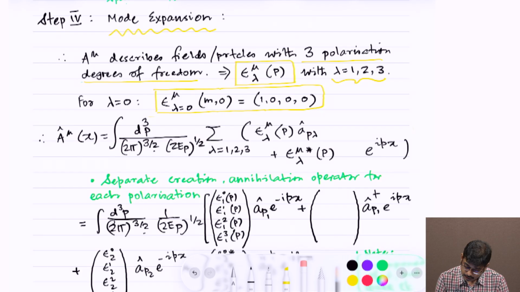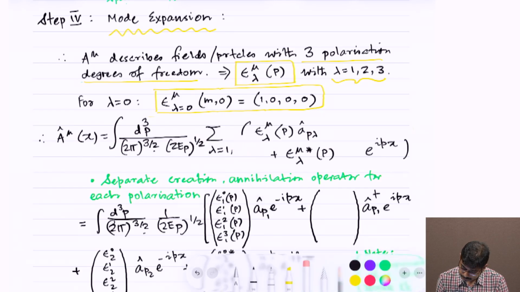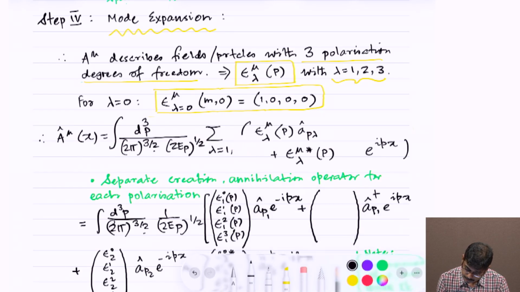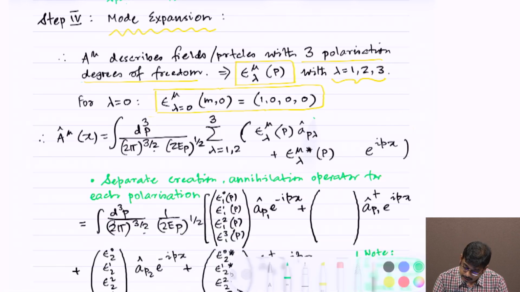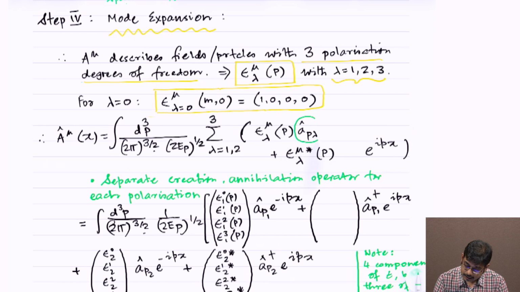or if you wish, you can write the 3 above. So, this will be essentially epsilon^μ_λ(p) a_{p,λ}. Now, this a_{p,λ} will essentially denote the annihilation of the photons. So, this is the annihilation operator, right, annihilation.